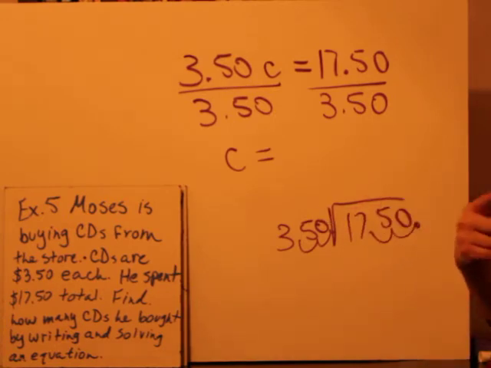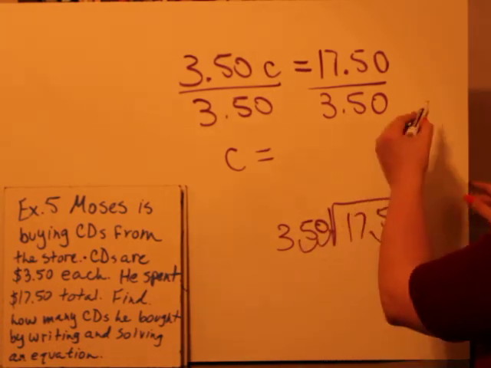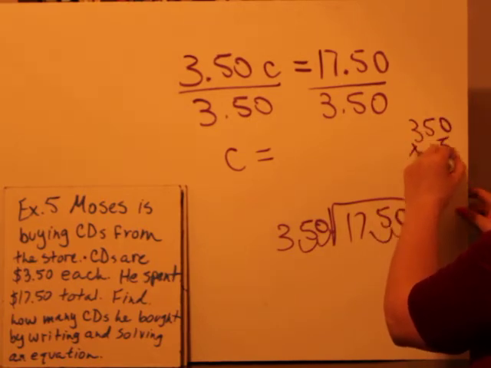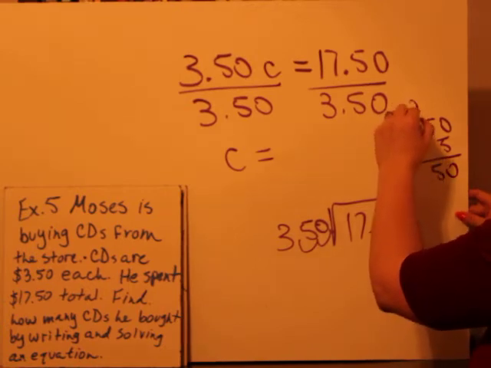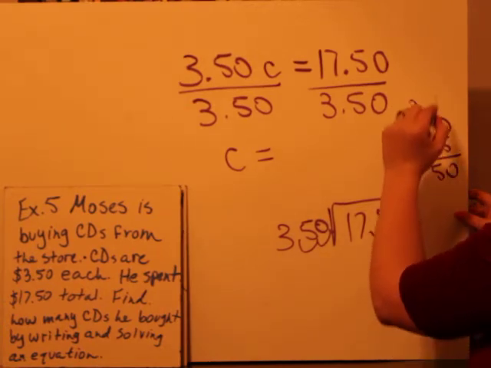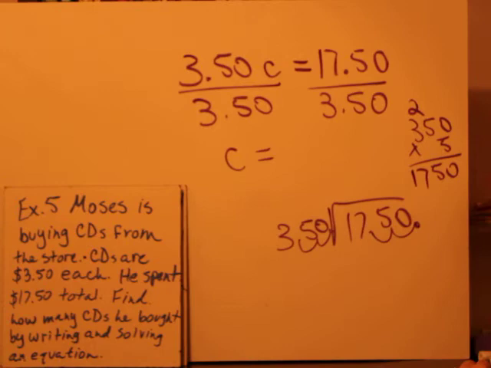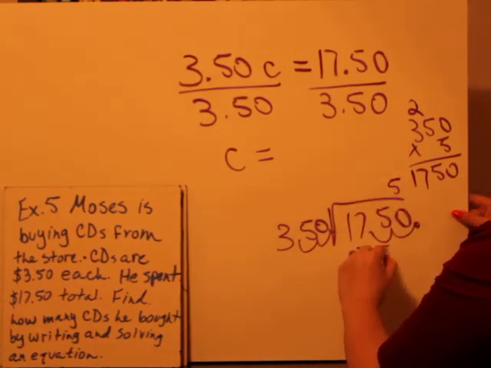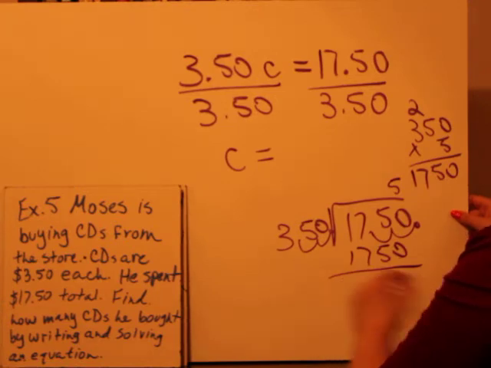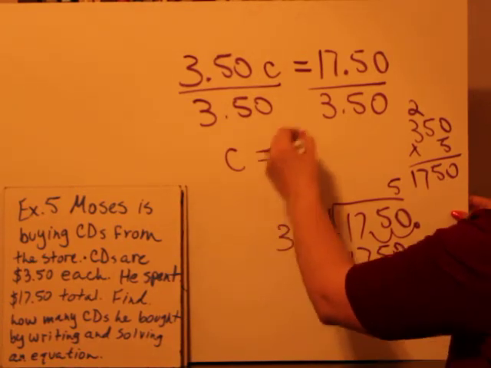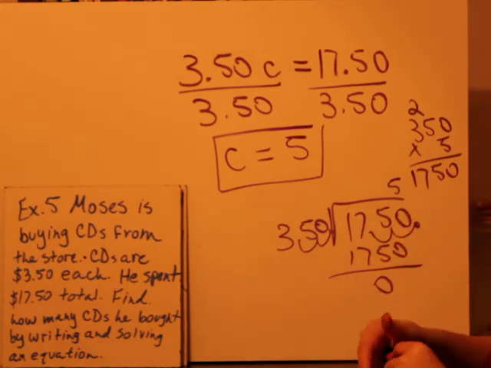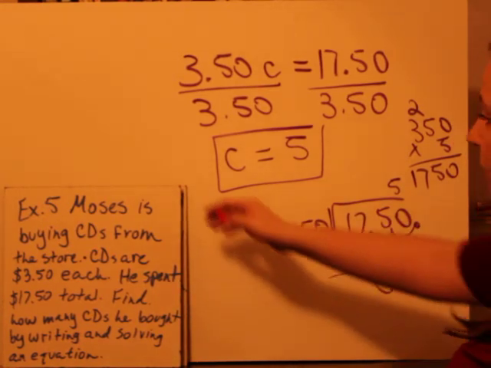I'm going to say it's probably going to be about 5. So let's try 350 times 5. 5 times 0 is 0. 5 times 5 is 25. Carry your 2. 5 times 3 is 15 plus 2 is 17. And look at that, comes out exactly. So we know that C is equal to 5. And again, I want you to go back in your notes and check that out.